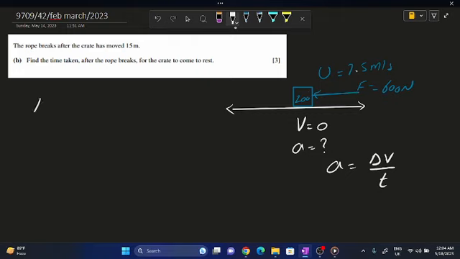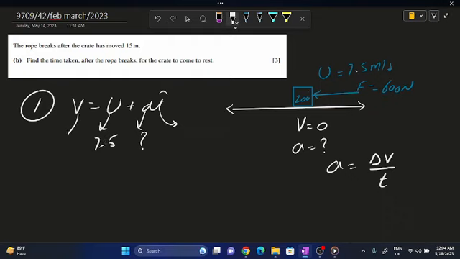If you consider one of the famous equations of motion, v is equal to u plus at, right? You have to find this t. For that, you must have the value of a. You have the u, that is 7.5. You have the v, that is 0. Your step should be finding this a. How can you find this a?